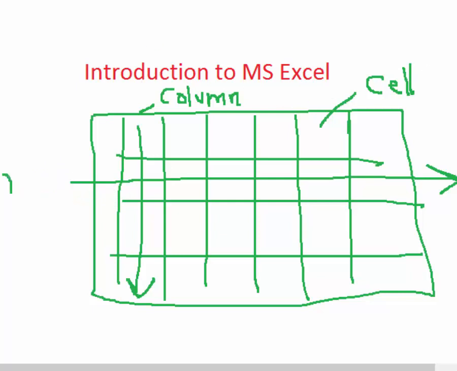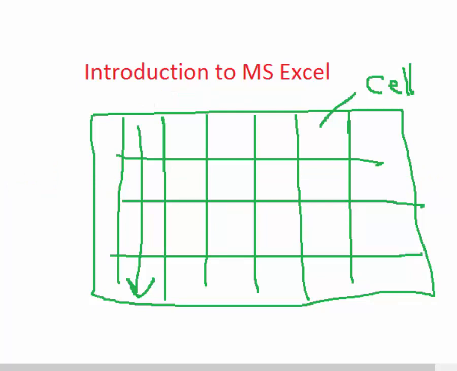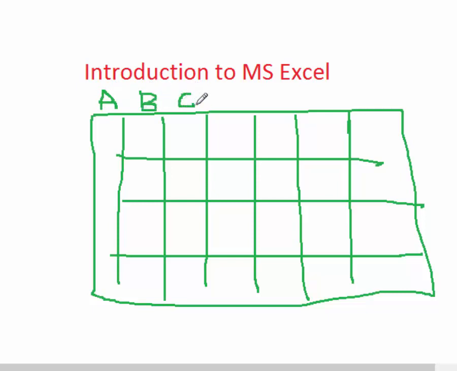Another point is these columns in MS Excel have names, and we label them with alphabets. So we call them A, B, C, just like that. So we'll have column A, B, C, D like that. And the rows, we name them with the numbers row 1, row 2, row 3.